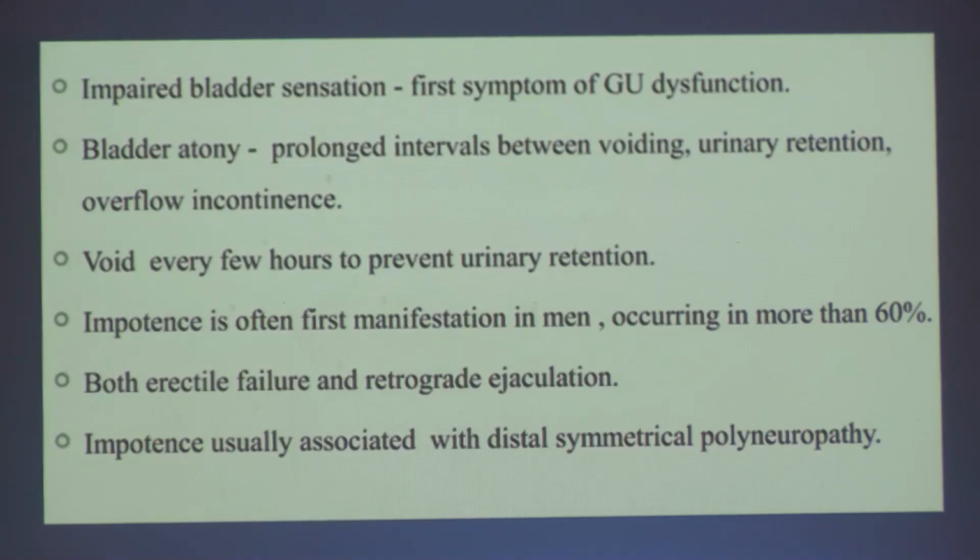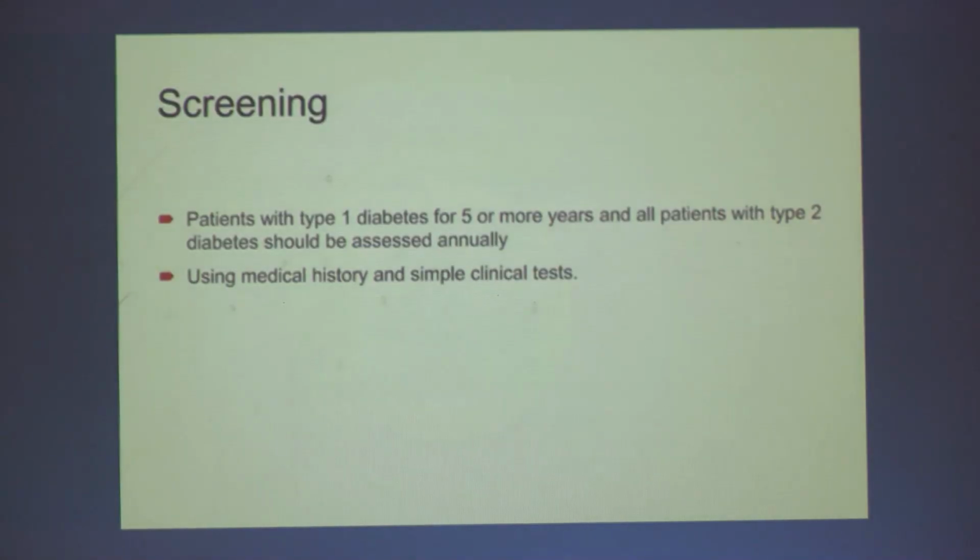Now, urogenital impairment of the bladder sensation. This is the earliest manifestation of the diabetic autonomic neuropathy. Bladder atony, difficulty in voiding, urinary retention, and overflow incontinence. Impotence in the form of erectile dysfunction or deficit ejaculation, as well as loss of libido. And impotence is usually associated with symmetrical distal polyneuropathy.